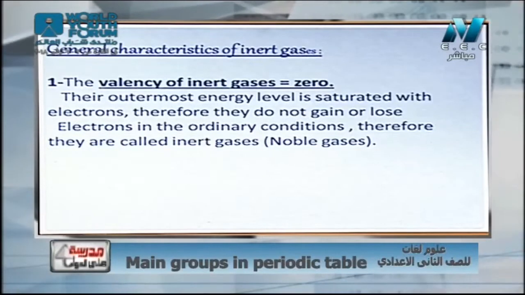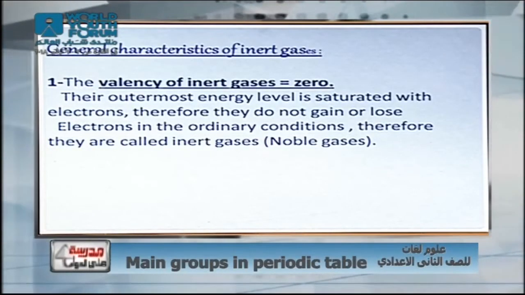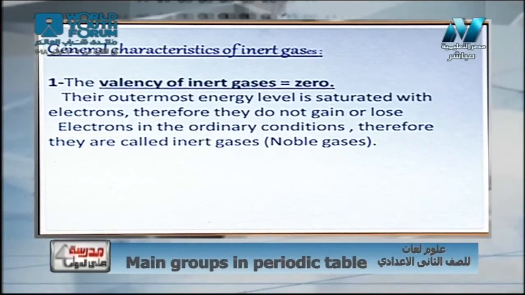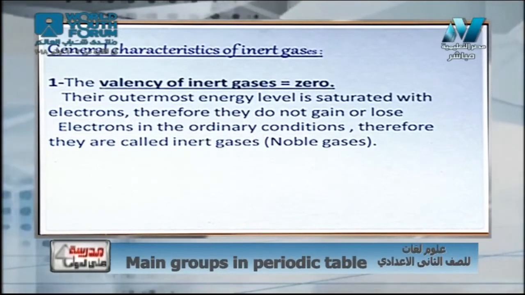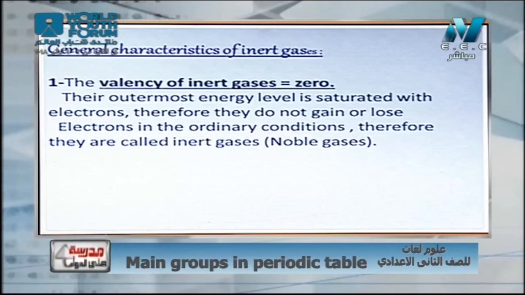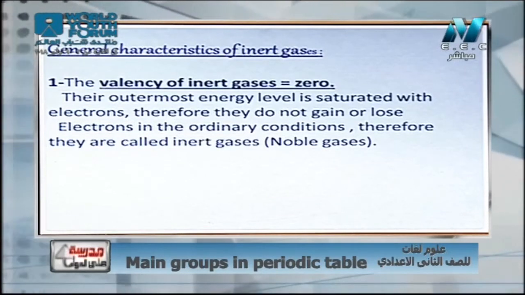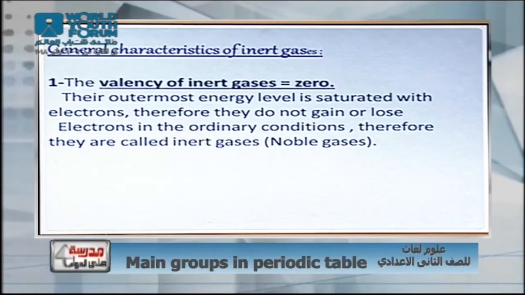Okay, let's see it together. The valency of inert gas is zero. Why? Because their outermost energy level is saturated. What is meant by saturated? Completely filled with electrons. They do not gain or lose electrons in normal conditions, and they are called inert gas, noble gas, or zero group.